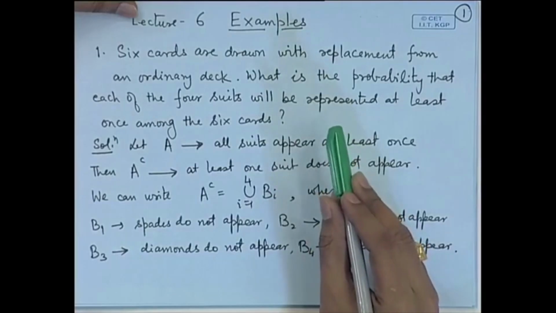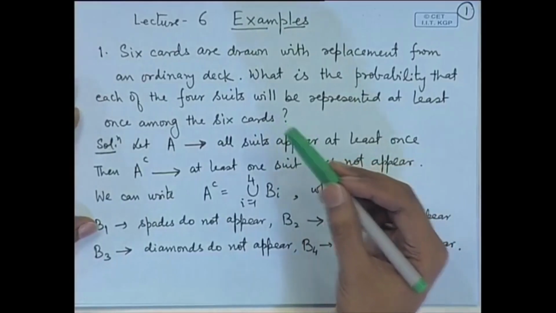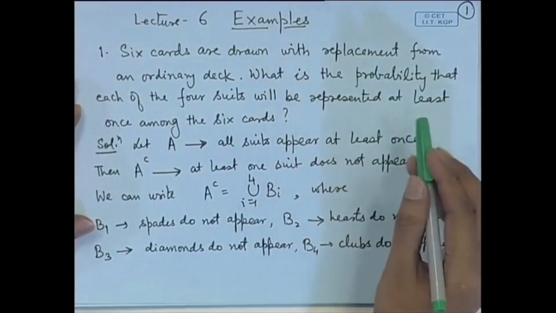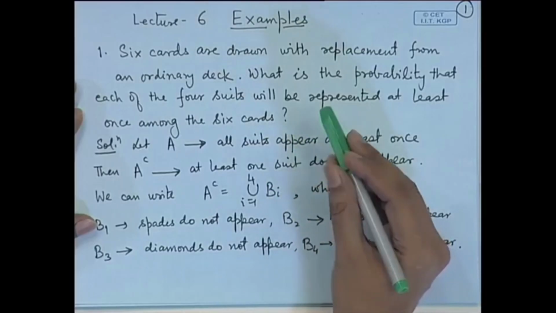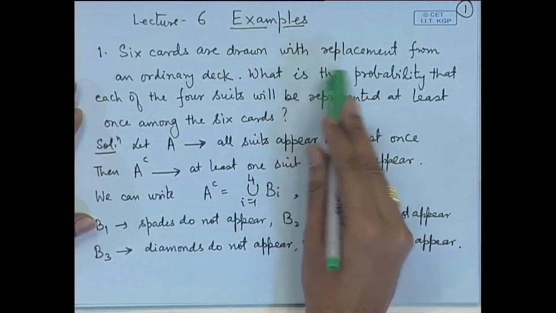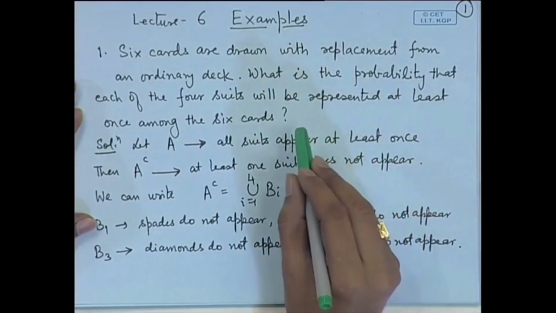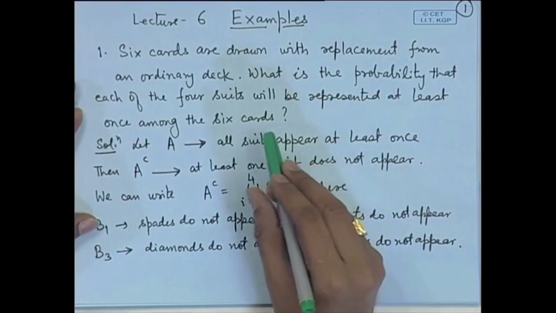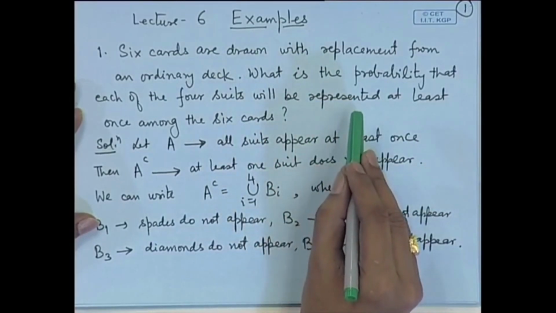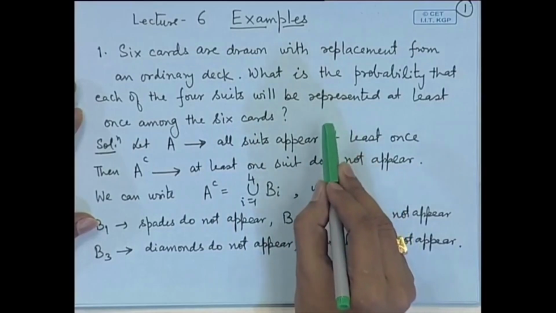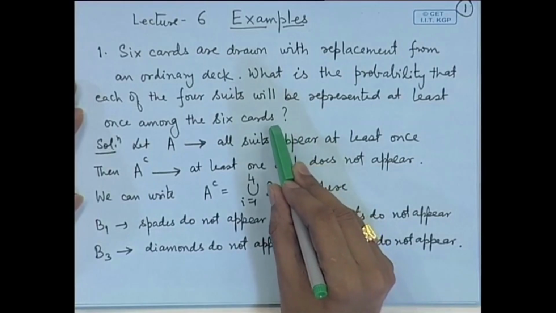So, we draw a card, and after noting down the suit of the card, we put it back in the deck and again we draw. This way it is called sampling with replacement. The event that we are interested in is that out of 6 cards, the 4 suits are represented at least once. Now, if we try to find the probability in the straightforward fashion, the possibilities are too many.